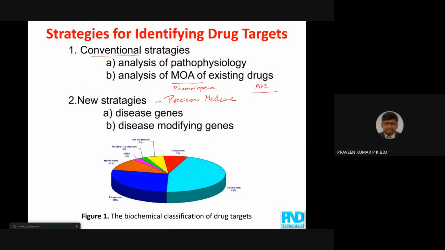Generally, if we see the targets, the major targets are receptors, which account for around 45 percent, and next to that you can see enzymes, which account for around 28 percent. So this is general statistics taken on the types of targets for different diseases. And next to enzymes, you can see hormones and the other things.